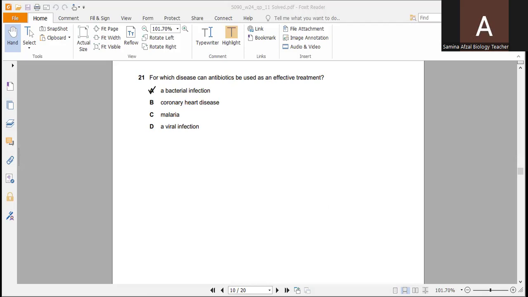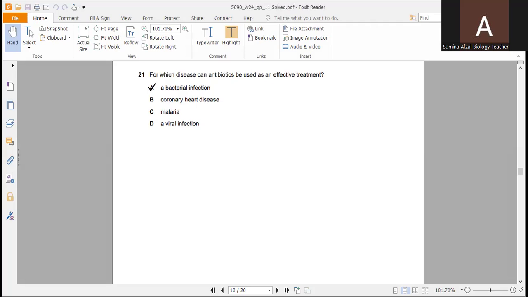The first option, a bacterial infection. A bacterial infection always needs a treatment with antibiotics. So this option is the correct option.